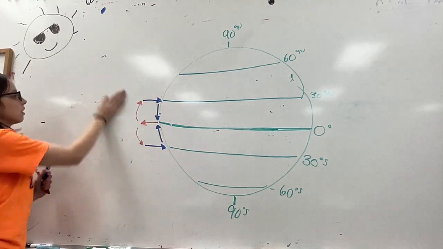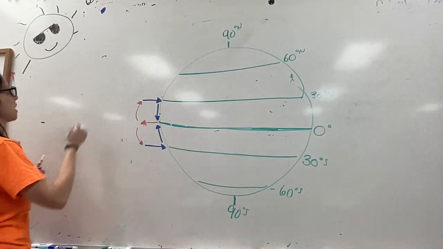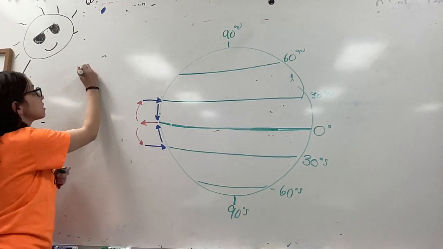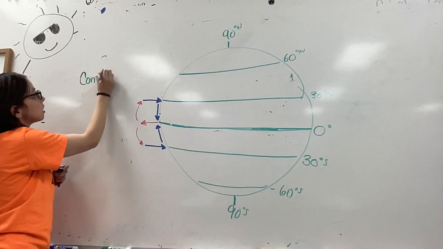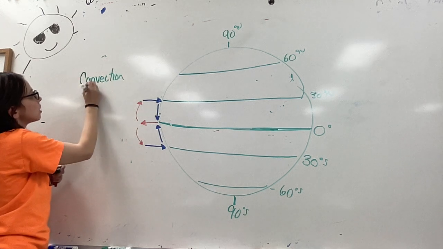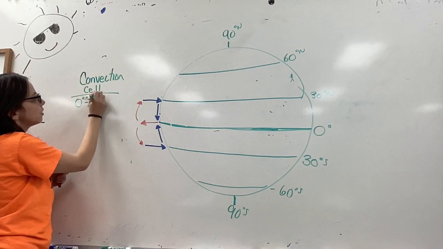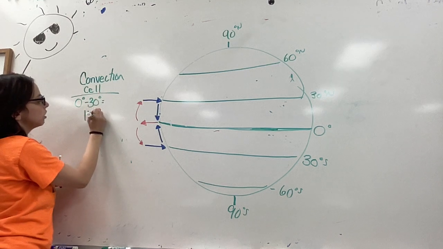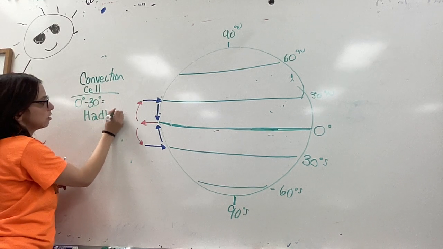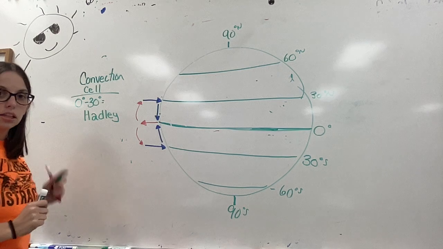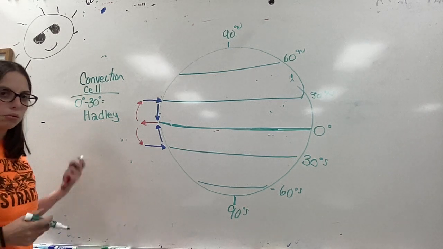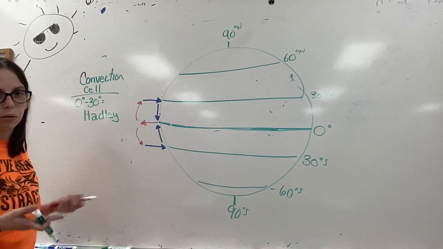All right, the convection cell, I'm going to go ahead and write this down because you do need to know the name of this. The convection cells between 0 and 30 degrees latitude are called Hadley cells. Hadley cells. Okay? Why are they called that? It's somebody's name. It's probably a name.